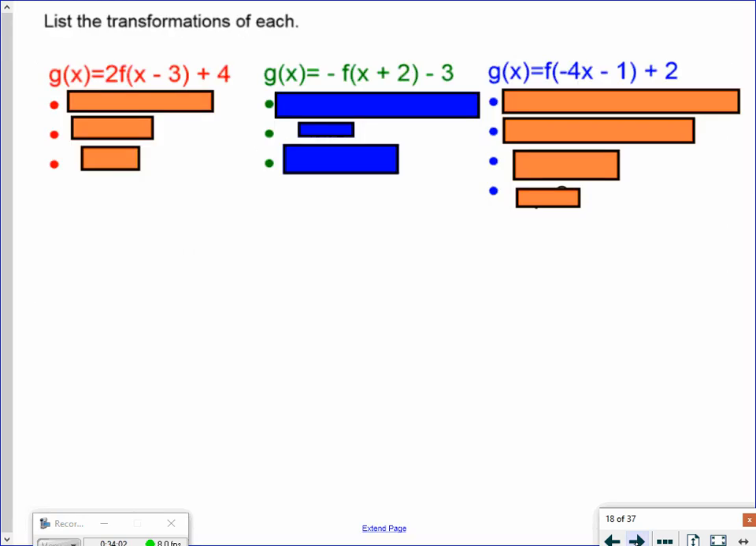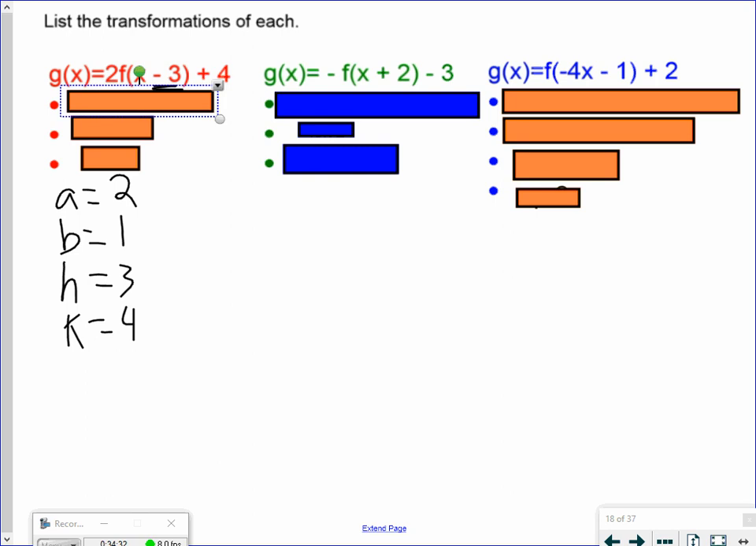And we're going to talk about the transformations of each of these. So g of x equals 2 times f of x minus 3 plus 4. The very first thing we should always do, what I like to do, is label out my parameters with a, b, h, and k. So for the first one, our a value is 2. Our b value, we don't have one, so it's just 1. Our h is a positive 3. Remember, you have to change the sign from -3 to 3, and our k is 4.